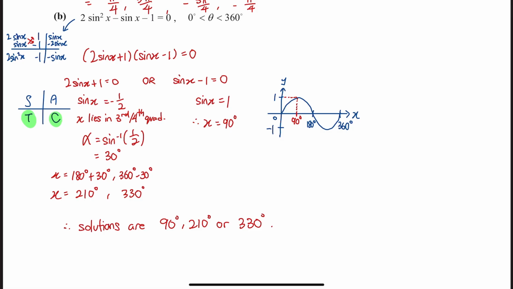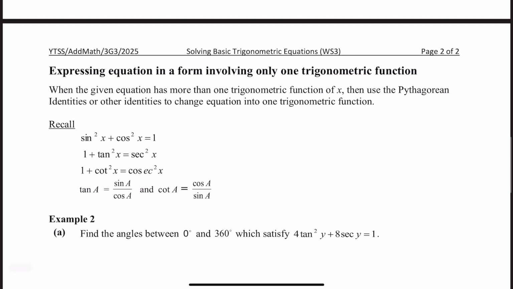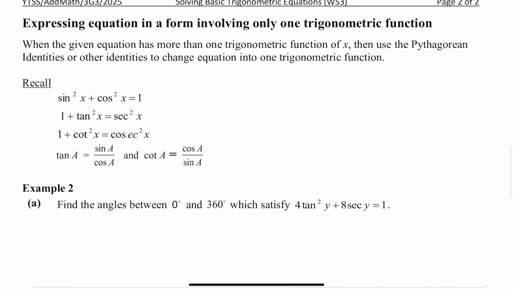Okay, great. Now let's look at page 2. We are going to start to learn how we use identities to help us solve trigo equations. Whenever your given equation has more than one trigo function of x, what we always want to do is make our equation into just one form of trigo function so that we can solve it easily.